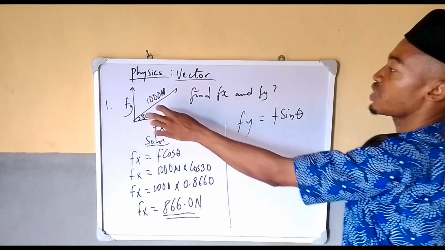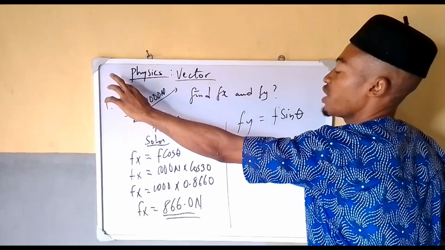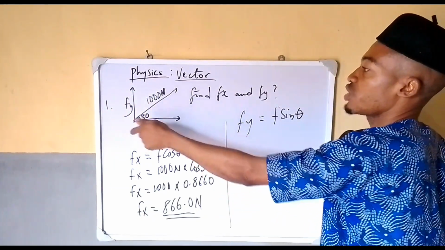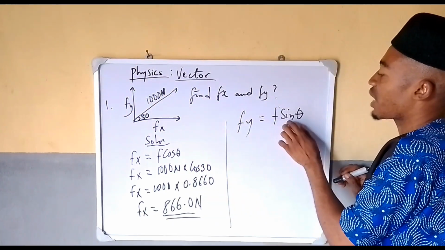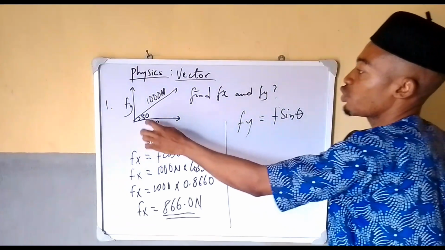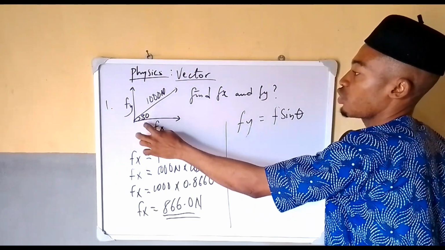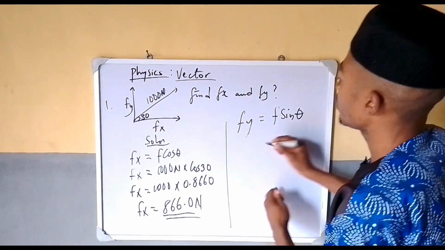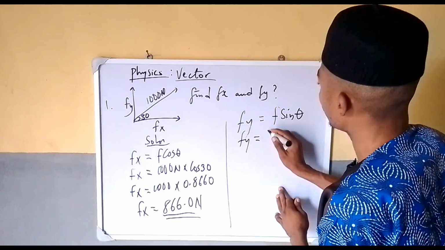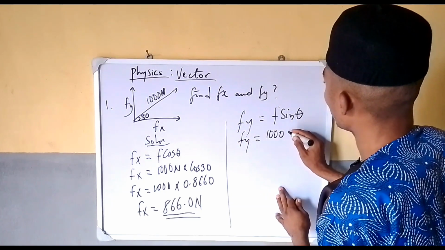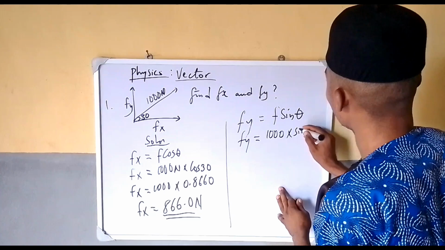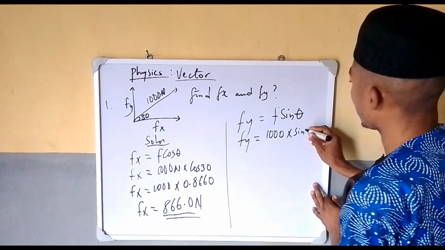Remember, anytime you are resolving a vector into a vertical component, multiply the vector by sine of the angle of what? The inclination of the vector to the horizontal line. So this Fy will be equal to 1000 times sine 30.